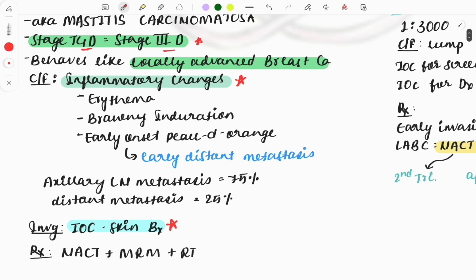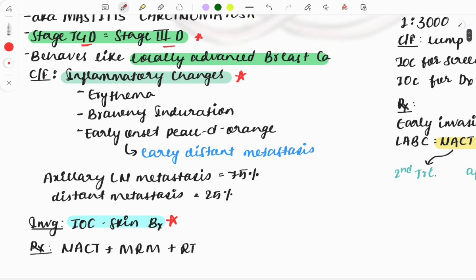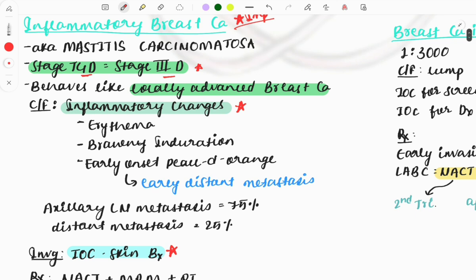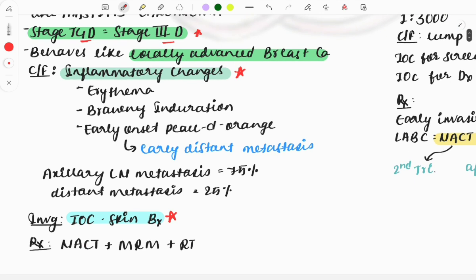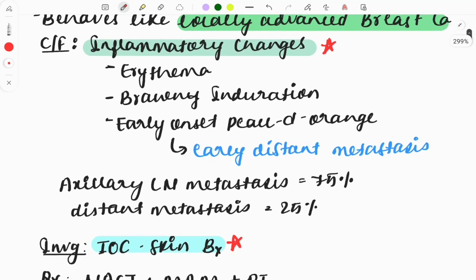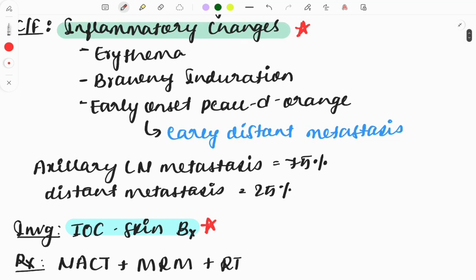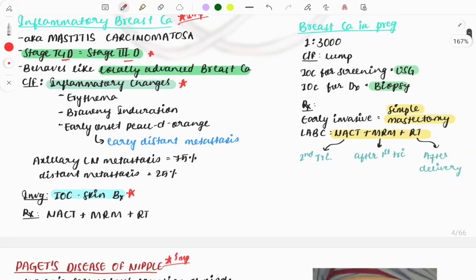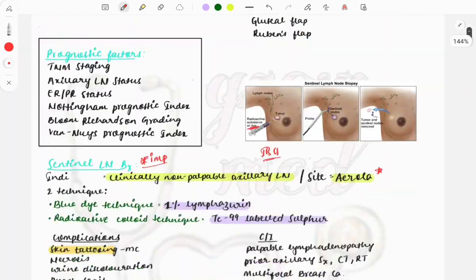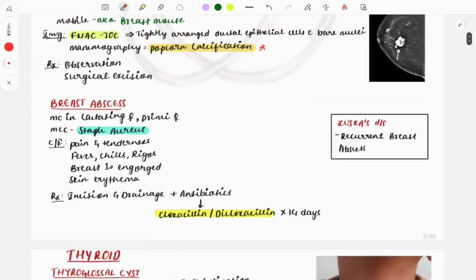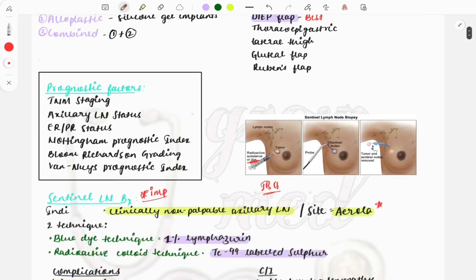So these are the clinical features seen in this inflammatory breast cancer. There will be inflammatory changes present, as the name itself says, that is, inflammation along with the breast cancer is also there. So you can note erythema, brawny induration, and early onset peau d'orange because of the early distant metastasis. Okay, so peau d'orange, I think I've not shown you the image. Let me show you the image of this peau d'orange also.